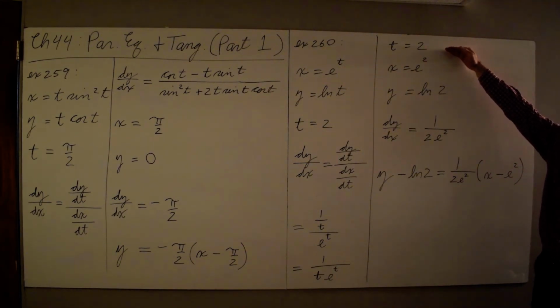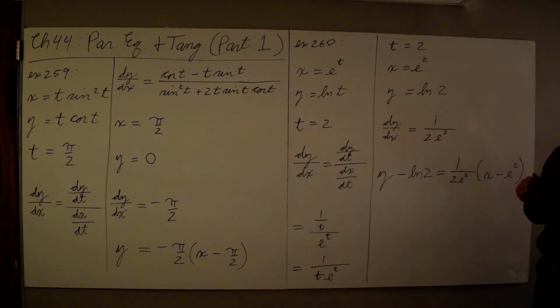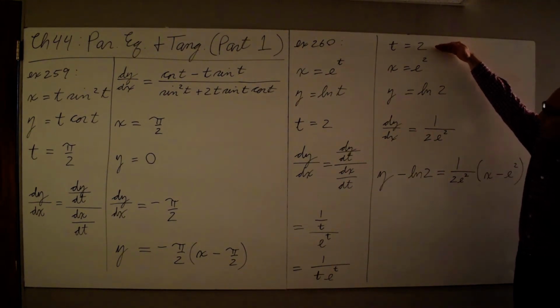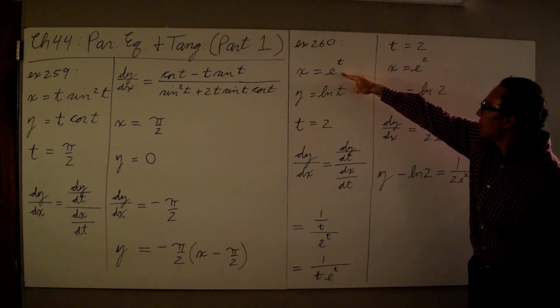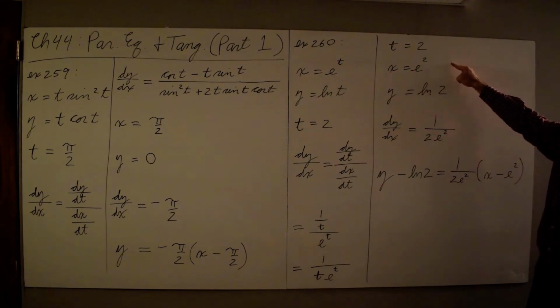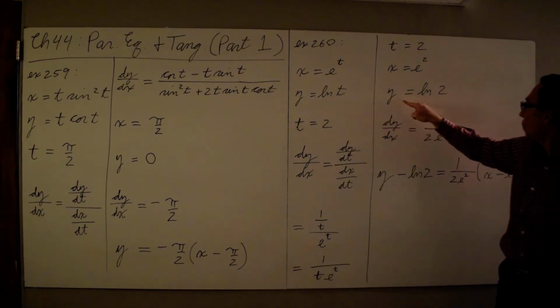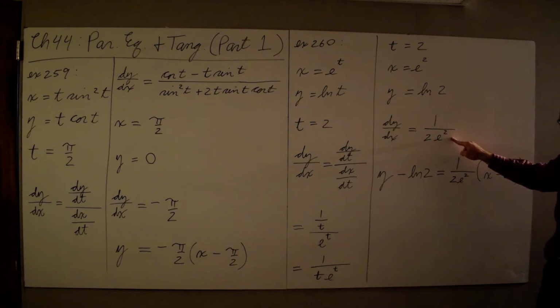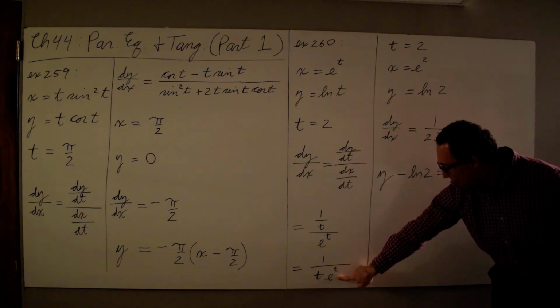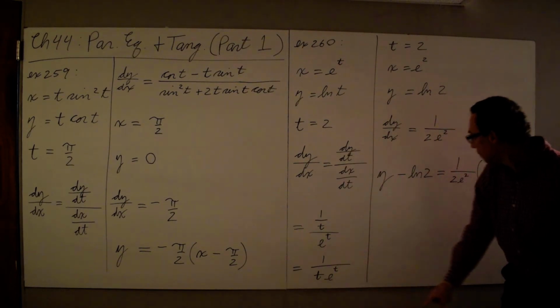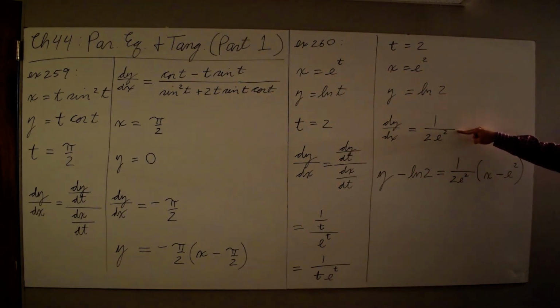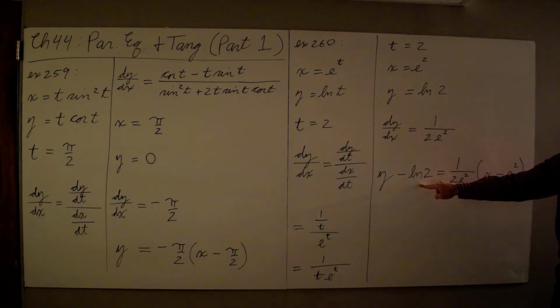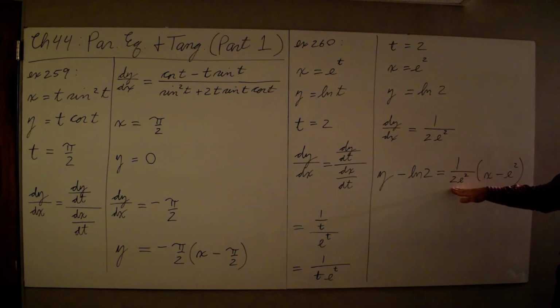Again, we need an x-coordinate, a y-coordinate, and a slope. t is 2. x is e squared. y is natural log of 2. The derivative of y with respect to x is 1 divided by 2 times e squared. This is our slope. So we have y minus the y-coordinate is equal to the slope times x minus the x-coordinate.